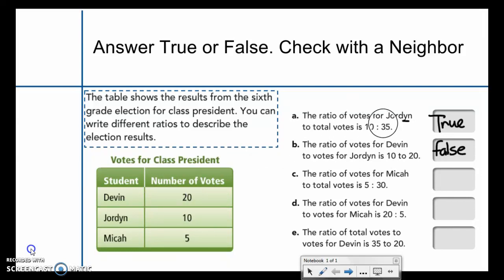Alright, what about C? The ratio of votes for Micah to the total votes. So again, it's ordered from whose or what is listed first. Micah, and then total votes. Micah did make 5. But look at the total. We talked about the total earlier, and we said that it was 35. So we can't say one second we have 35 votes, and the other second we have 30 votes. So go back to your chart and count again to make sure you didn't miscount. As you can see, there were 35 total votes. So situation C is not true.